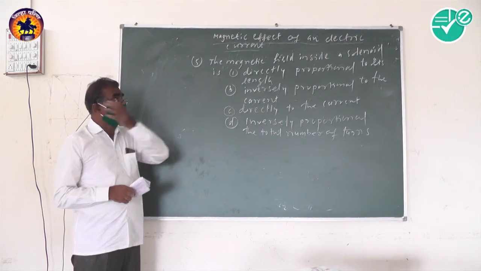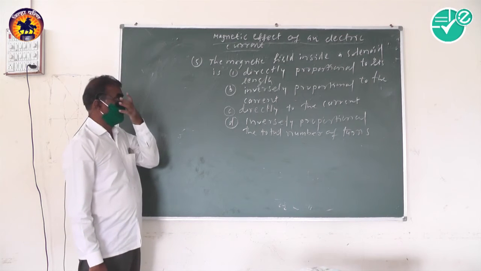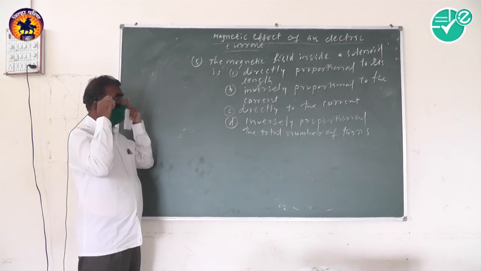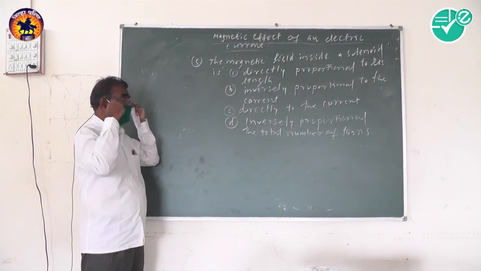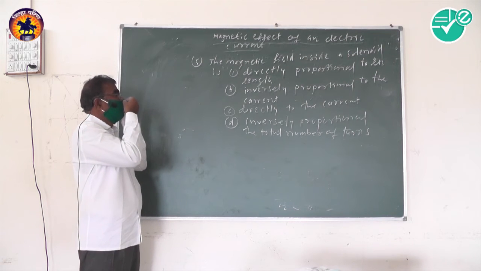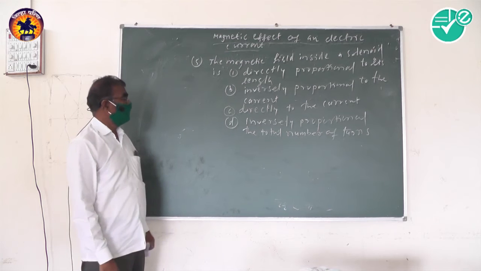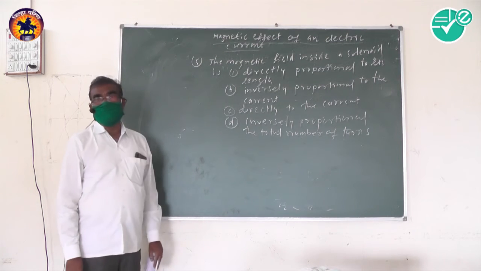That is, the magnetic field inside the solenoid is directly proportional to its length. First multiple choice question: the magnetic field inside a solenoid is A, directly proportional to its length, B, inversely proportional to the current, C, directly proportional to the current, and D, inversely proportional to the total number of turns.